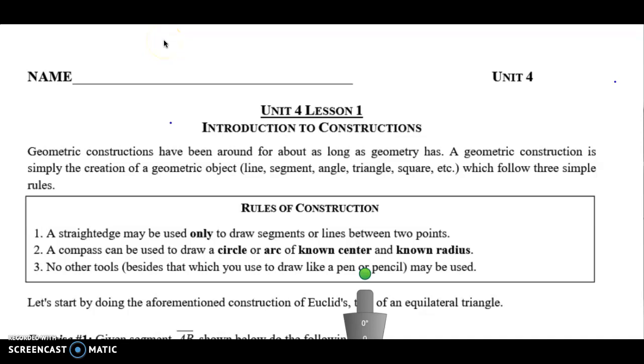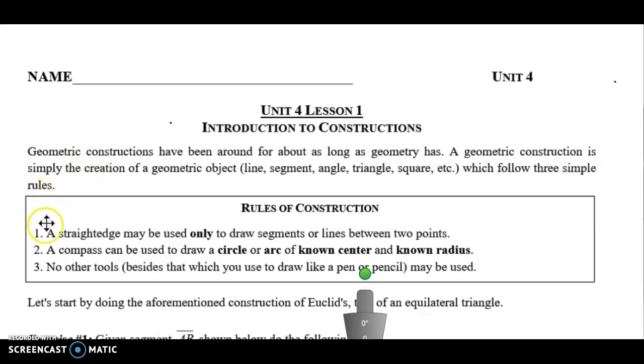Hi GOH, this is Unit 4, and in this unit we're going to do constructions. You've already done a few constructions, so you're a little familiar with the compass. Geometric constructions have been around for about as long as geometry has. A geometric construction is simply the creation of a geometric object. It could be a line, a segment, an angle, a triangle, a square. We're actually going to do hexagons also.